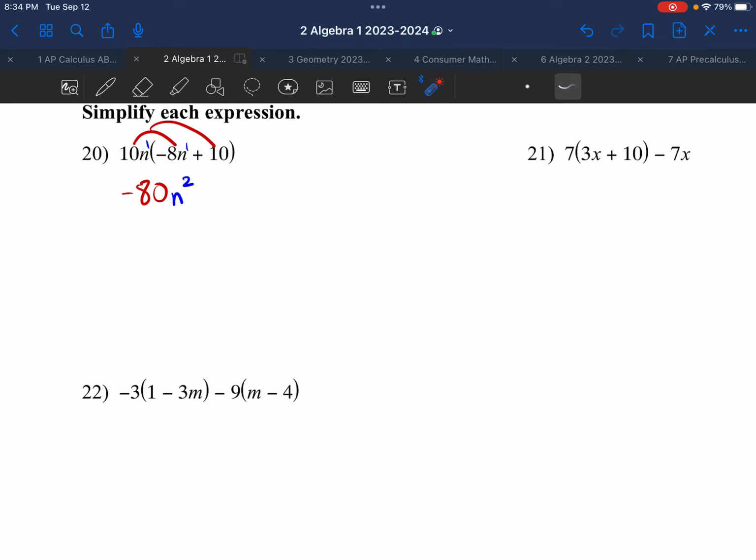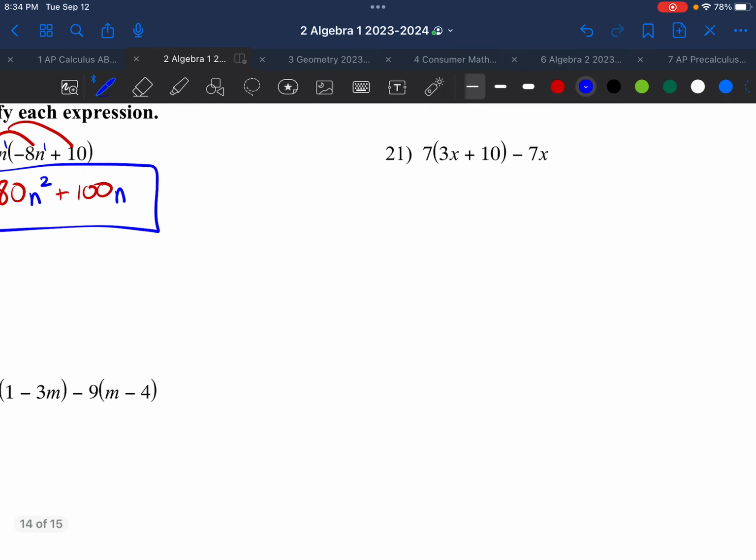Now I'm going to say, what's 10 times 10? That's going to be 100, and that plus sign is going to just drop down, plus 100. And again, now n to the power of 1, and there is no n, so you just leave the n to the power of 1. And a lot of students want to write n to the power of 1, but that's not reduced. You just write n if it is a power of 1, and we get our final answer.